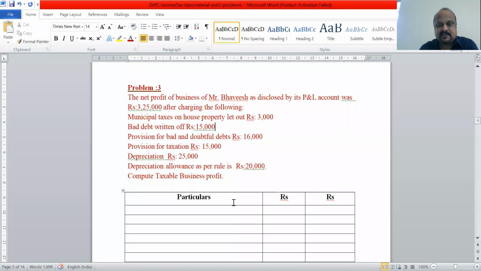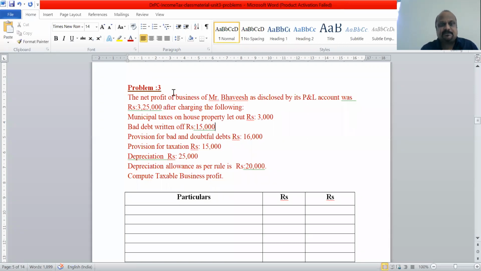So now it's a different problem. It is not about calculating depreciation. All depreciation will be given and you have to find out the taxable business profit. So income from business, whatever we are going to use, that we are going to calculate here.